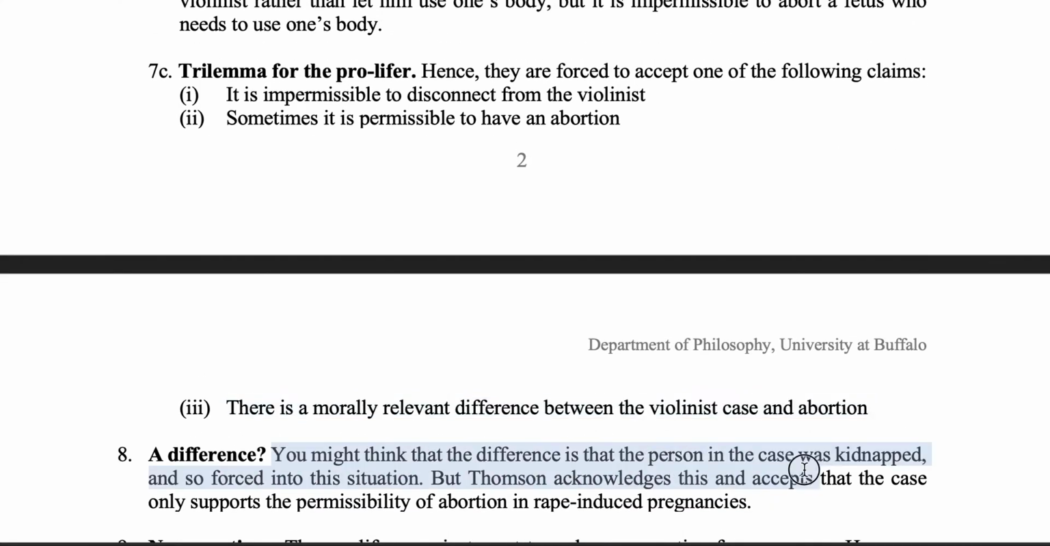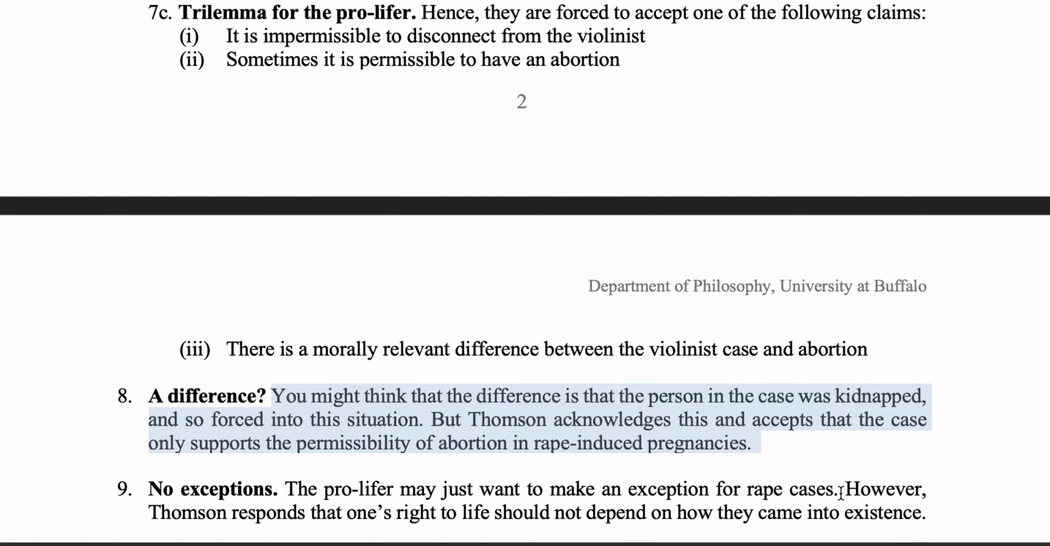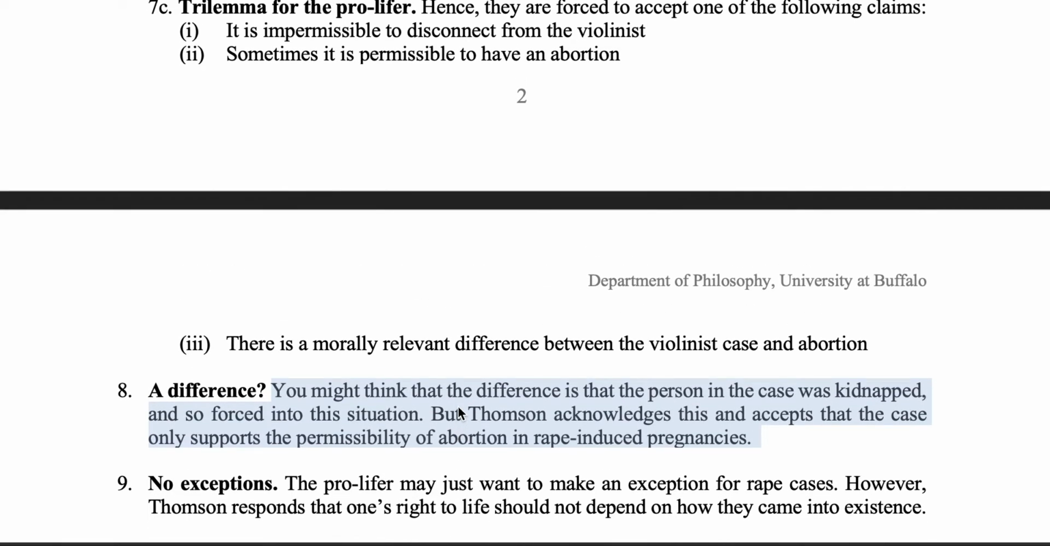cases. All right, and so you might think that the difference is that the person was kidnapped, right? You're forced into the situation, like you didn't do anything, right? But Thomson's just like, yeah, fine. That's a difference between the violinist case and lots of abortion cases, but it's not different from a rape-induced pregnancy, where by no fault of your own, you were forced into that situation to where now there's a human life depending on your body for survival. Okay, and so it seems like the violinist case shows that rape-induced pregnancies are cases in which an abortion might be permissible. That's what she's gotten us so far.